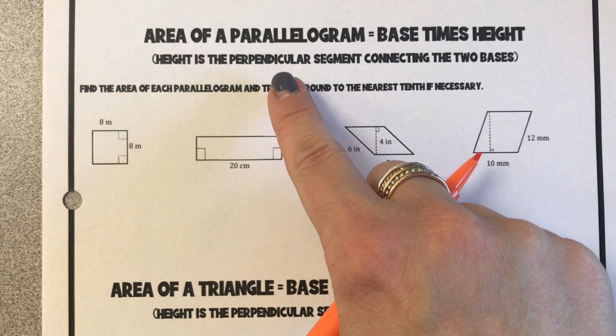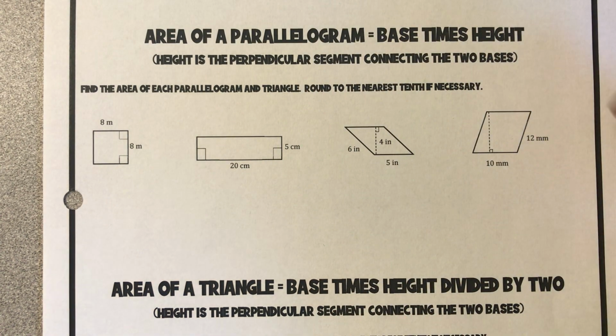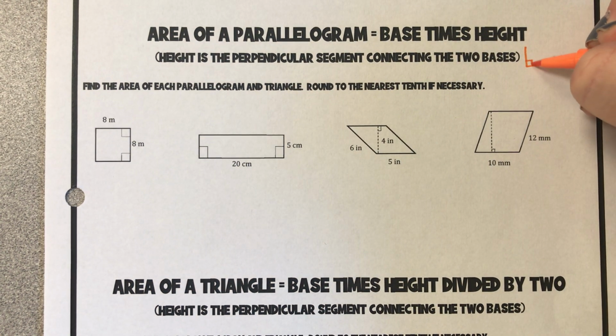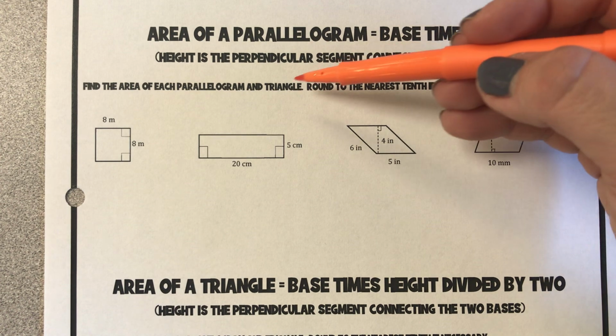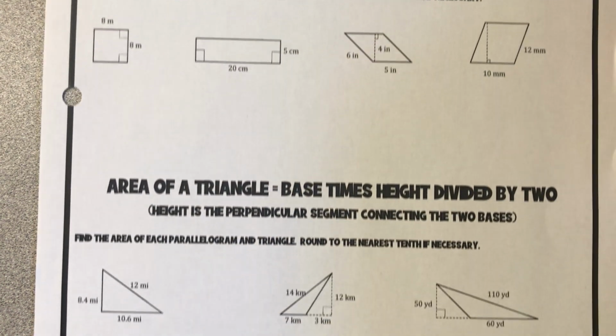And the height is what's called the perpendicular segment that connects the two bases. And remember, perpendicular is where they intersect to form a right angle. So it says find the area of each parallelogram, and triangle, triangles are down here, and round to the nearest tenth if necessary.